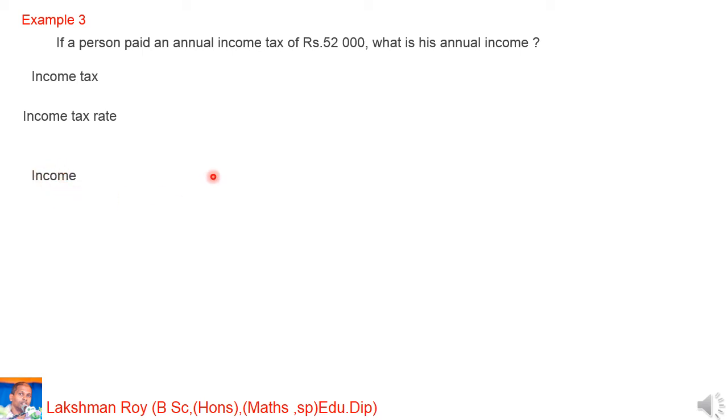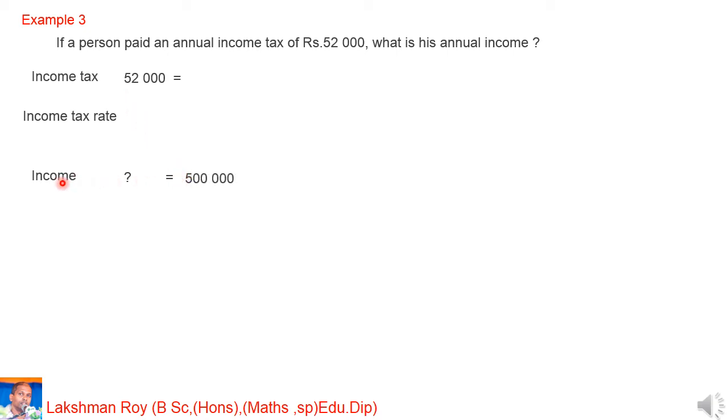Let's see. In the question they have given the income tax, that is 52,000 rupees. So we want to find the income. We don't know what the income is that should pay this amount of tax. Let's see.